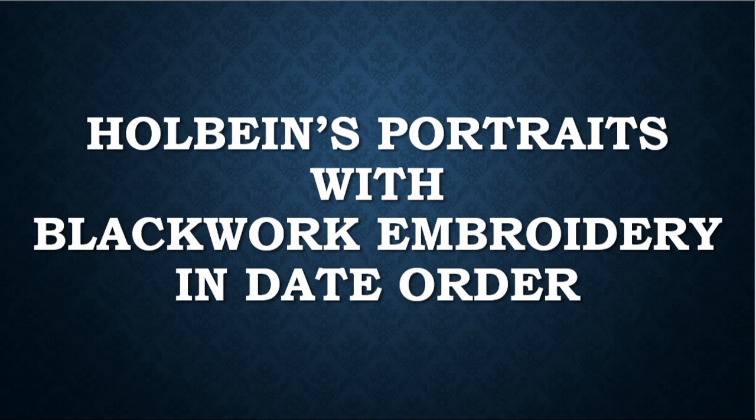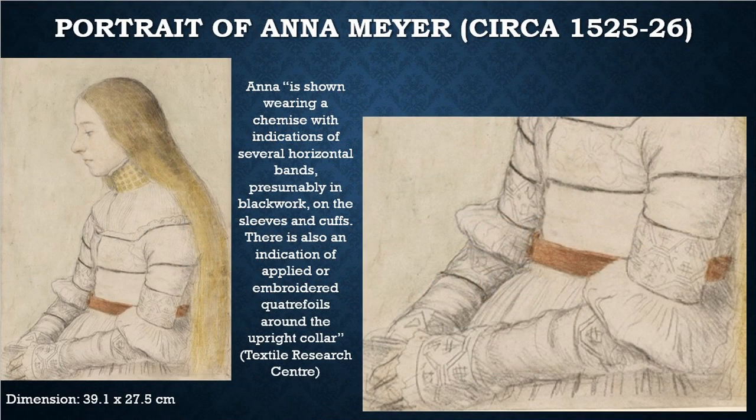Again, when I say blackwork, this is just simply embroidery done in black thread, but that may not necessarily be geometric. The earliest drawing or portrait I found is this drawing of Anna. It's from around 1525 to 1526, and if you look, she has embroidery on her cuffs and her sleeves, as well as on the upper body part of her dress.